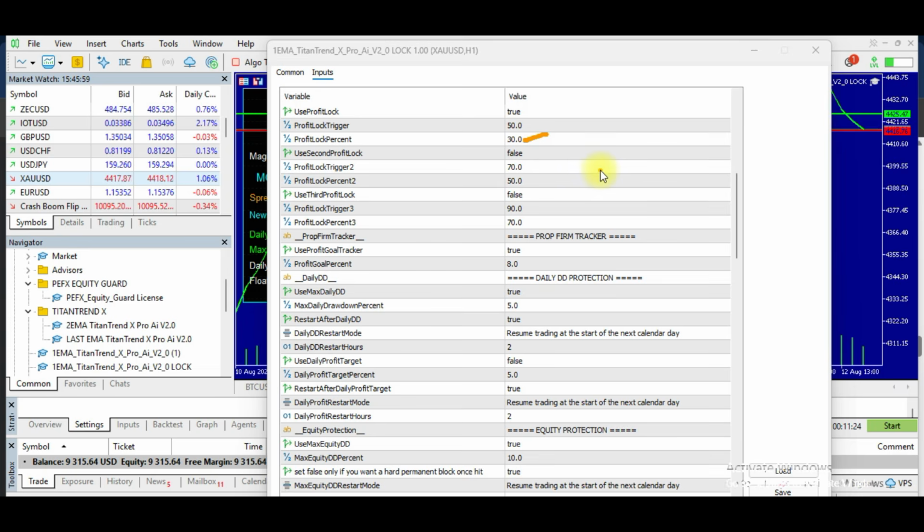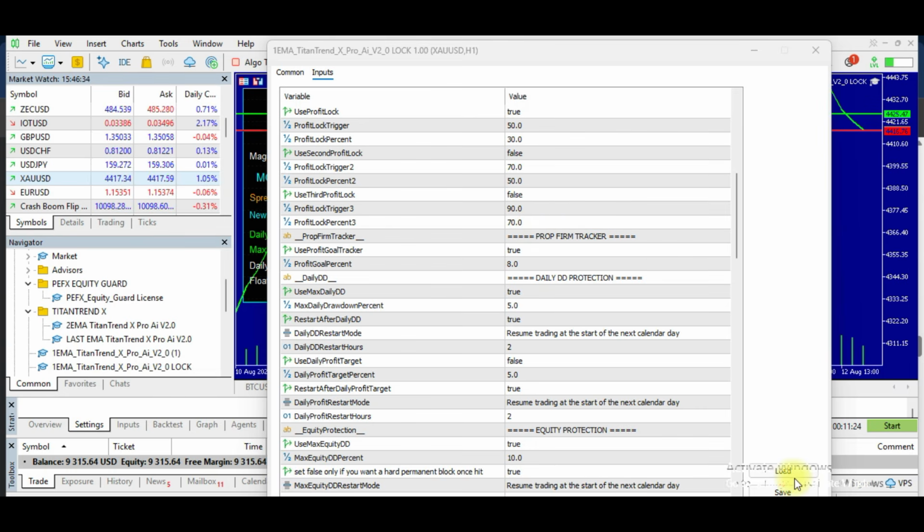And then this one again, you need to know. The second Profitlock trigger, use second. Yeah, this one will also be on. Please turn on this one. I will toggle it on right now. So once you toggle it on, once the trade reaches 70% of your take profit, then 50% will be locked. Then if 90% is reached, then 70% will be locked. And that's how you'll be locking your profit in advance until you hit the final 100% of your TP.